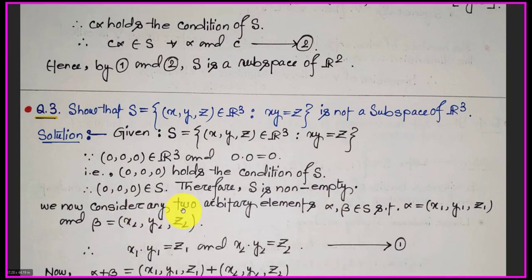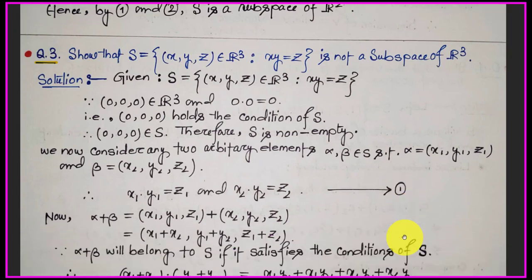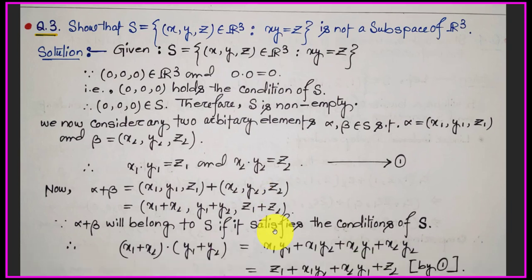Next condition: we consider any two arbitrary elements alpha and beta belonging to S, such that alpha equals (x1, y1, z1) and beta equals (x2, y2, z2). As alpha and beta belong to S, we can say x1 y1 equals z1 and x2 y2 equals z2. Mark this as equation number 1. Now come to alpha plus beta. What is alpha plus beta? Alpha is (x1, y1, z1) plus beta is (x2, y2, z2), so x1 plus x2, y1 plus y2, z1 plus z2.